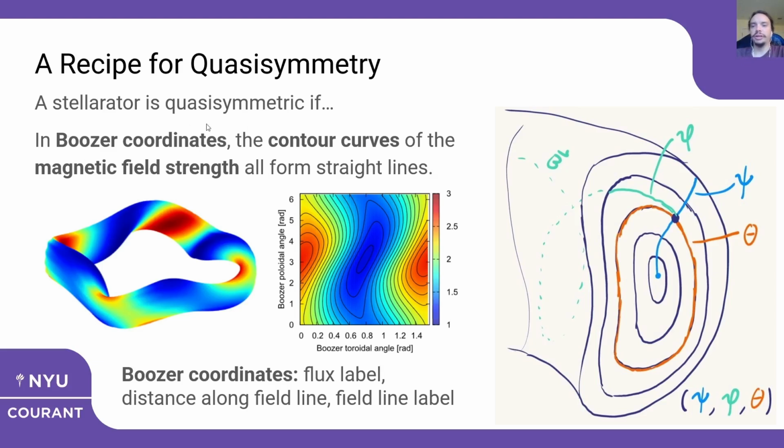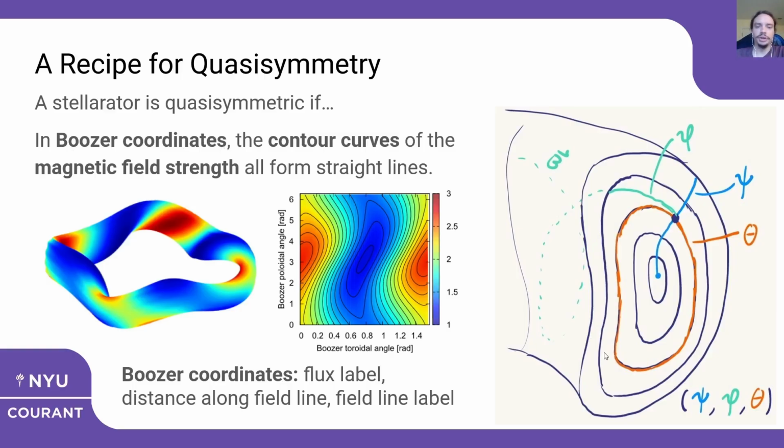So, a stellarator is quasi-symmetric if, in Boozer coordinates, the contour curves of the magnetic field strength all form straight lines. Okay, that's a lot of words. Let's go through each. First of all, what are Boozer coordinates?